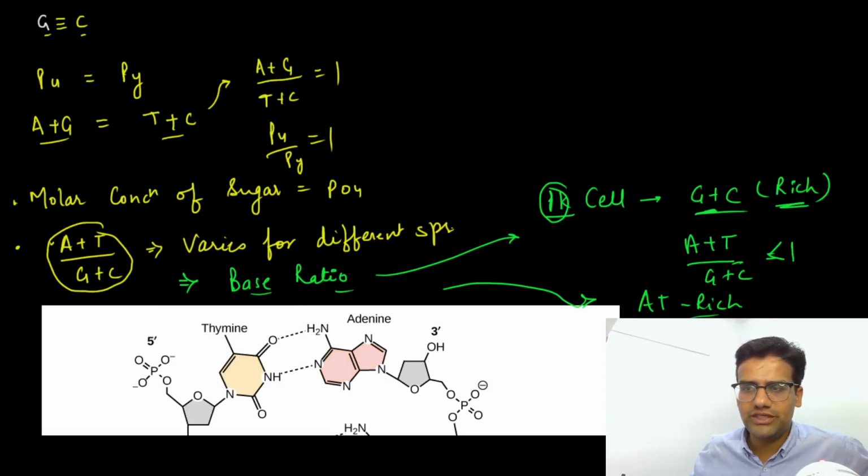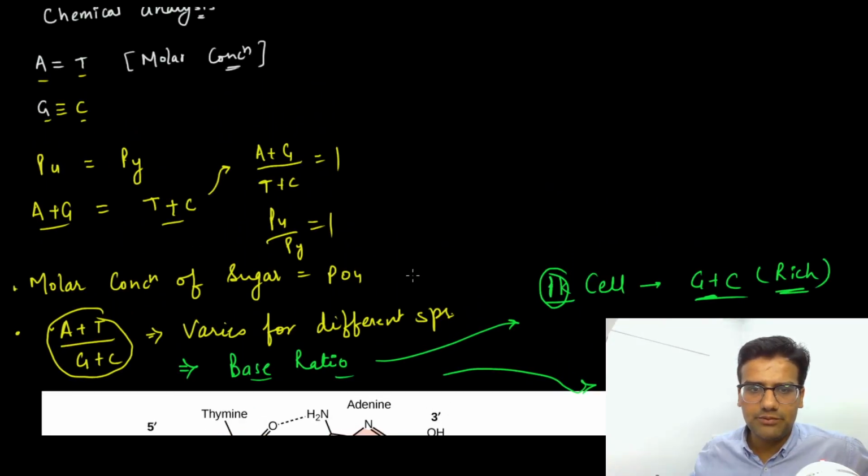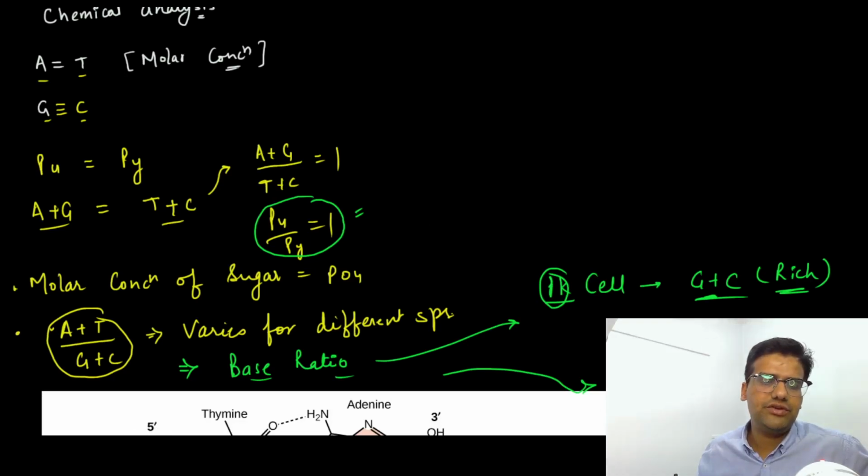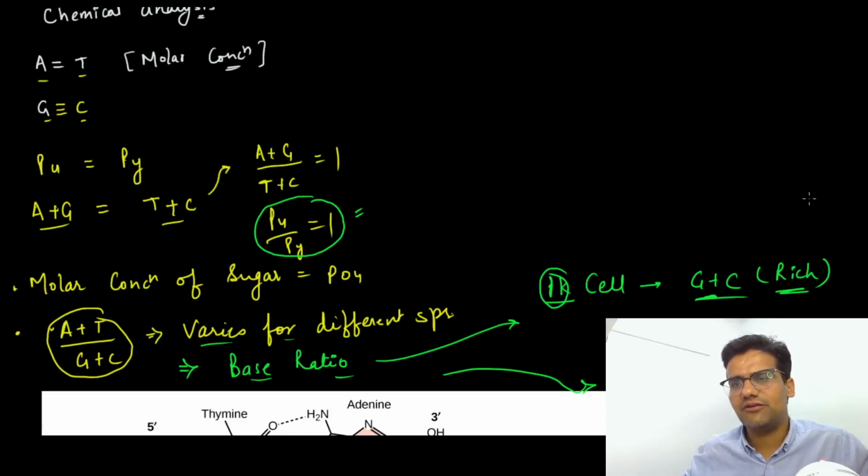The amount of purine is equal to pyrimidine. The purine and pyrimidine ratio is equal to 1. This is the Chargaff rule. And the base ratio, meaning the ratio of A plus T upon G plus C, is not equal to 1, and the base ratio varies for different species. So this is the Chargaff rule.